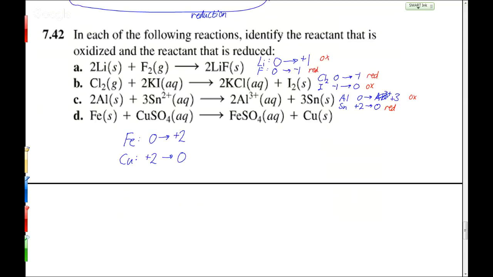So which of those is oxidation and which is reduction? Yeah, first one's oxidation, and that means this one must be reduction. So that's oxidation and reduction. The book has some nice practice there.